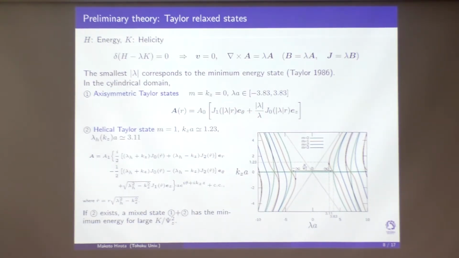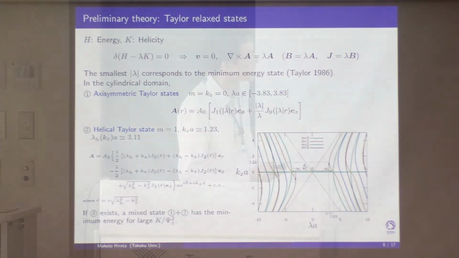But in some cases, there is another candidate for the minimum energy state. This is called the helical Taylor state. And this solution has the mode number 1 in the theta direction. So this is the so-called helical structure. And the solution is given like this. And in general, we can expect the minimum energy state is a mixture of these two solutions. This is the Taylor theory.